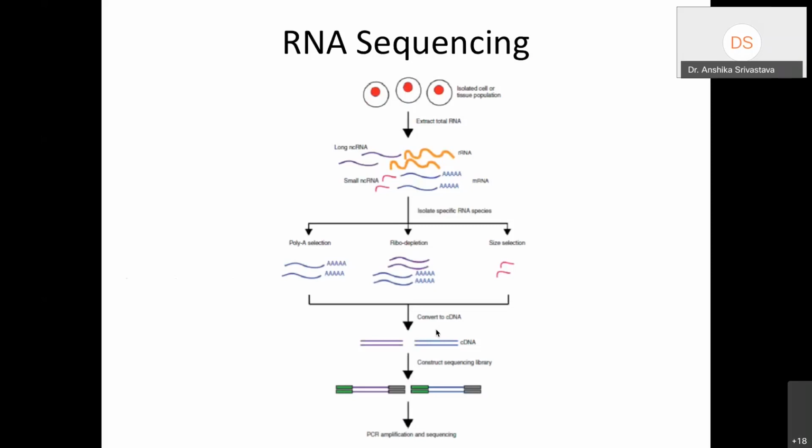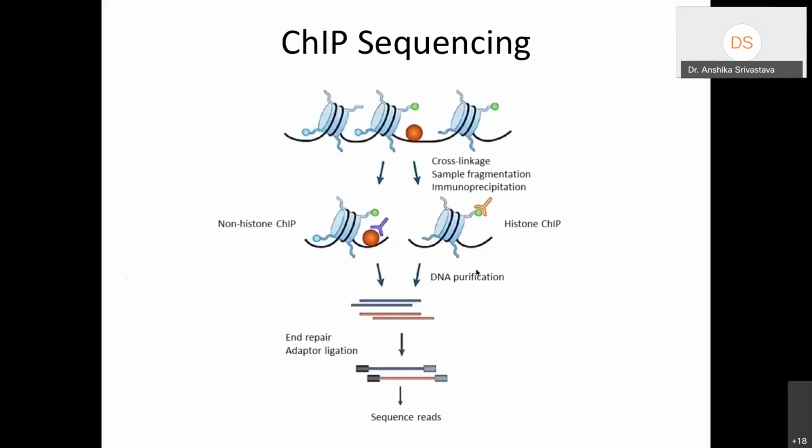And then whether you're going for size selection, you only want the small non-coding RNA. So you would undergo library preparation based on the specific library type you want in your experiment, and then you convert it to cDNA, and then you construct the sequencing library, followed by PCR amplification and sequencing.